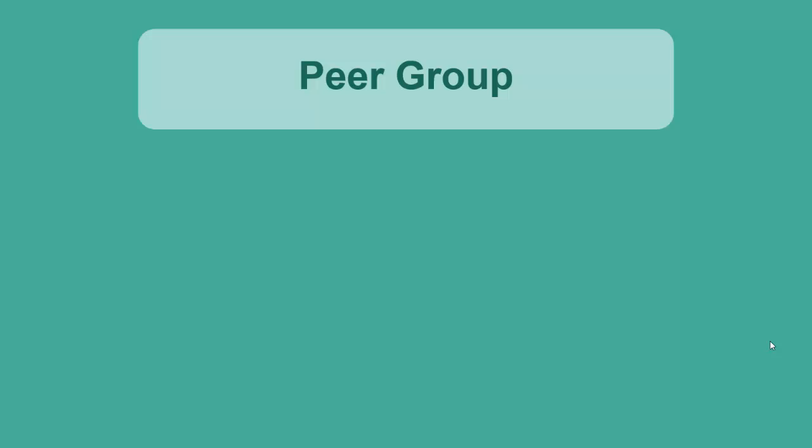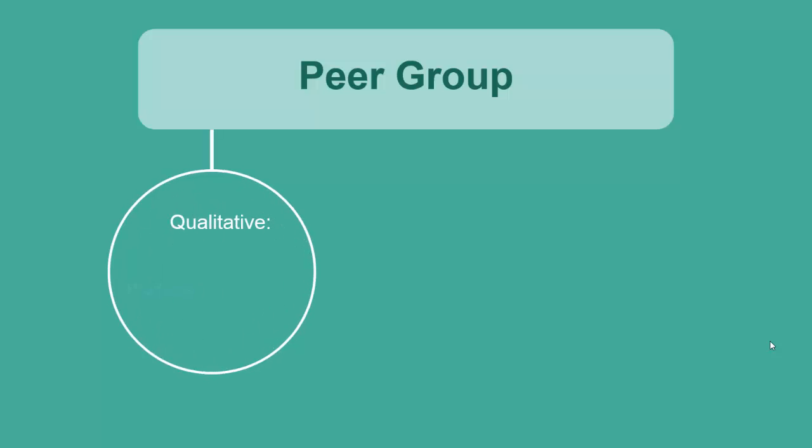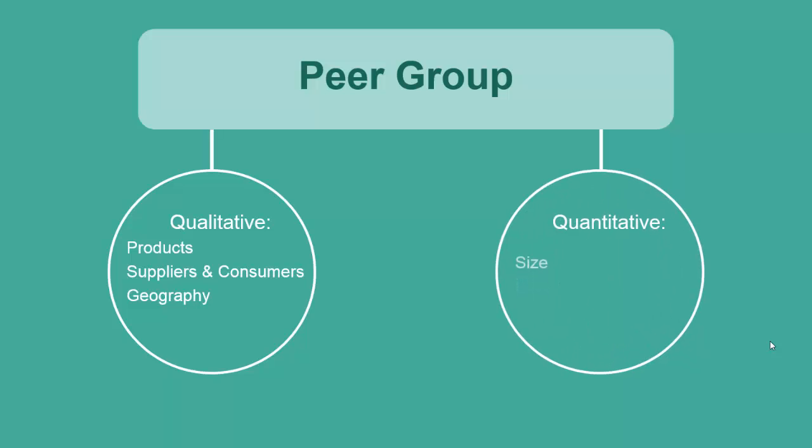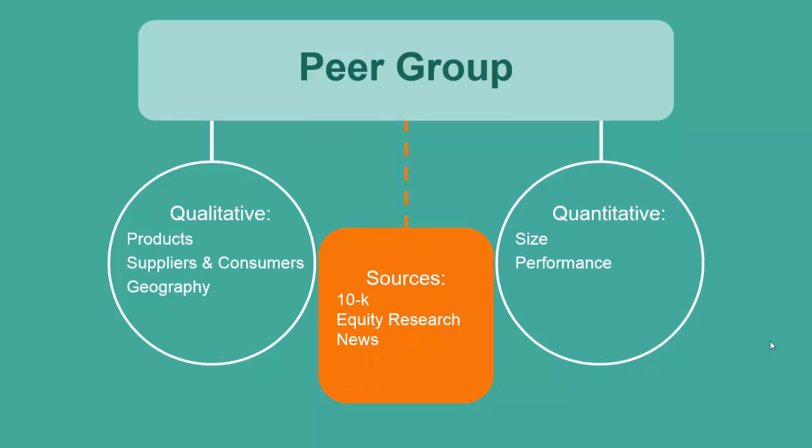So when you're determining your peer group, or the peers that you're going to value your company based off of, you look at qualitative measures first, such as the similarity in products, the suppliers and consumers, and finally geography. In terms of quantitative measures, you compare the size of the companies and the performance of the companies. The sources for this data are going to be the 10Ks of the company you're looking at, equity research, and any sort of news.